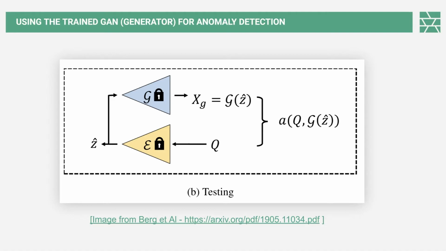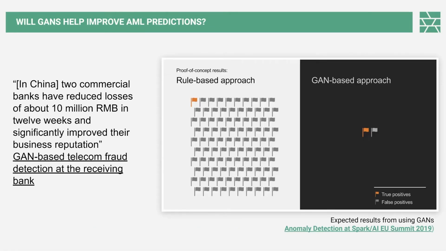So at that point, this is the basics of anomaly detection, and the question is, well, will this work? Will this help me improve my predictions of whether transactions are anomalous or not, or fraudulent or not? We have two evidence points here for you. One is in China, where 2 commercial banks helped reduce losses by 10 million renminbi by using GANs. And another one is Swedbank, who presented a talk at the Spark Summit last year, and they presented this as their conclusion that we can see here.